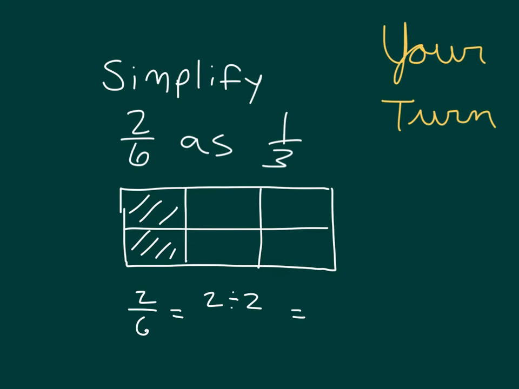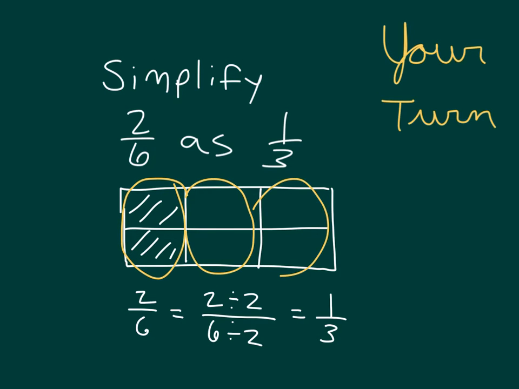It would be 2 divided by 2, and then 6 divided by 2, so that we would get 1/3. And if we grouped it within our area model, grouping 2 together, we have 1, 2, and 3. That's why we have a 3 in the denominator. And what's shaded is 1 of those groups of 2 is shaded. That's why we have a 1 in the numerator. So 2/6 does equal 1/3. Check over your work.